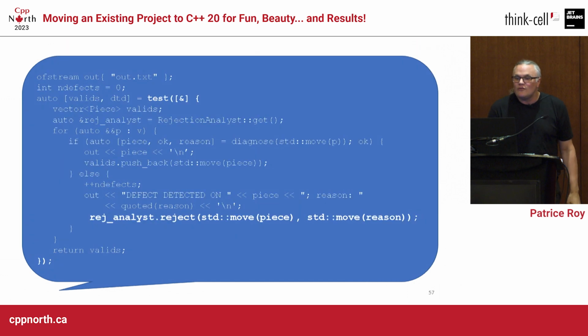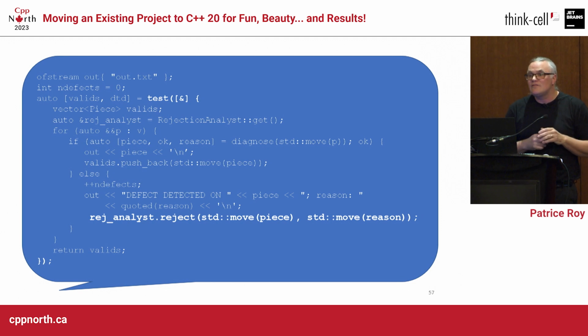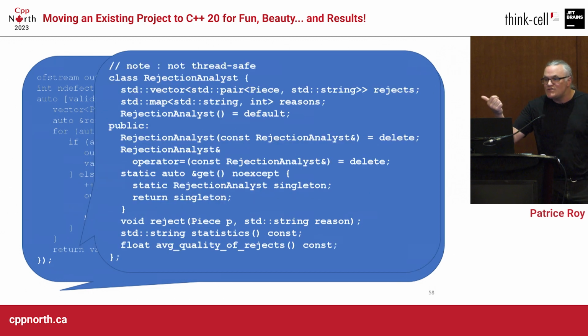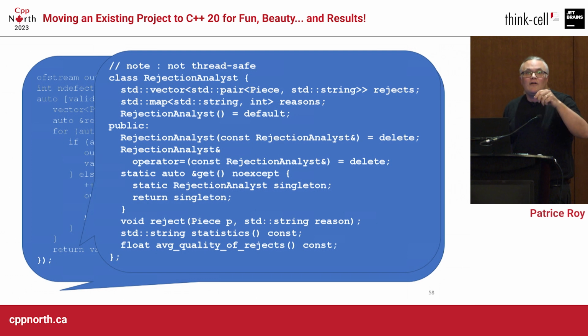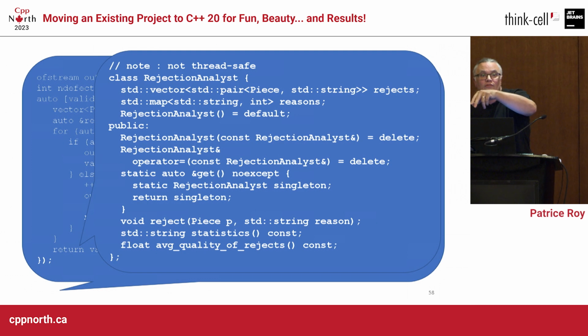Good. So then what I do is I take my piece that I'm rejecting and my reason, and I'm moving them to some kind of map or something like that. It's going to keep them together. My analyst there, what does it look like? Well, it has a map of rejects, a vector of rejects, and a map of reasons. I'm going to compute for each reason that I know of the number of occurrences. So how many of them did not pass conformance tests, and how many of them were just malformed or things like that.